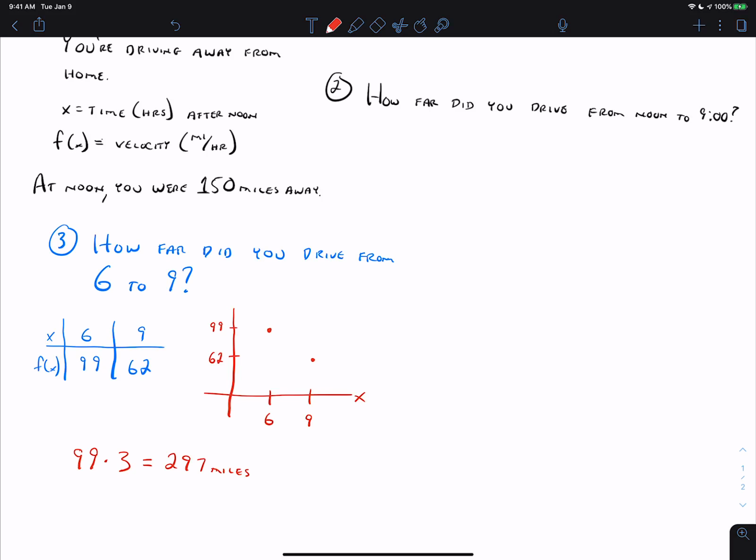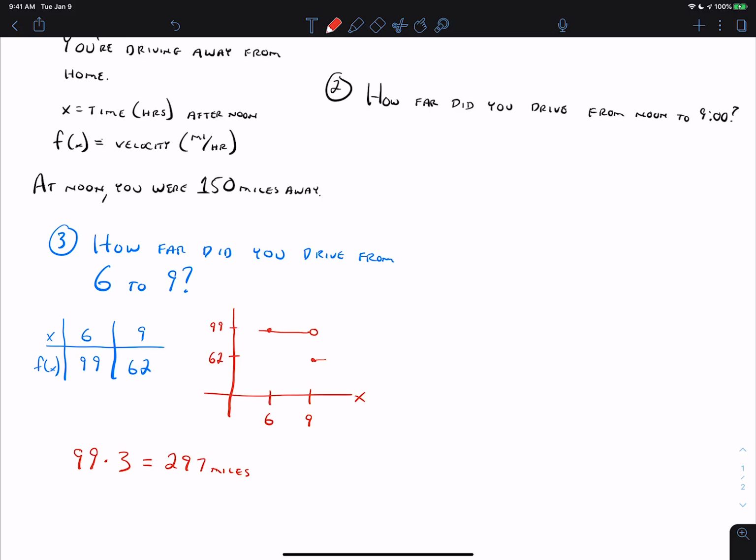And so we said that you had it on cruise control a little before 6 p.m. at 99 miles per hour. You kept it on cruise control at 99 miles per hour for those 3 hours. And then right at 9 o'clock, you slam on the brakes and you start going 62 miles per hour a little bit after 9 o'clock. And so the graph would be perfectly flat between 6 p.m. and 9 p.m.